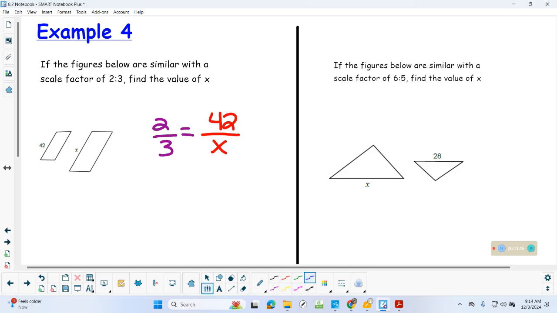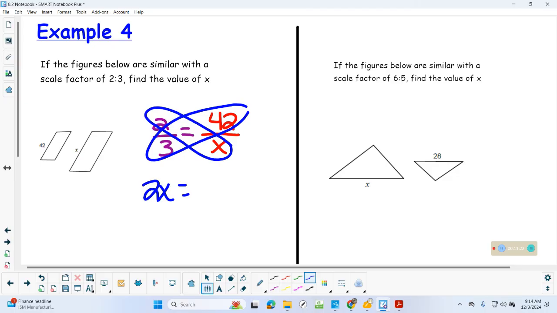Do your cross products. So we're going to have 2 times x. What's 3 times 42? You probably need your calculator for that. 126. You got your answer, x is 126. Got it. So you just have to watch your fraction setup. You started 2 to 3, so this one started small to the big. Okay, this one's 6 to 5. Okay. So 6 to 5.